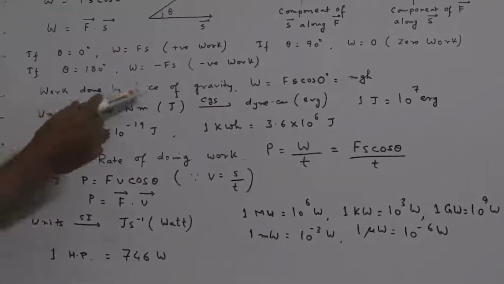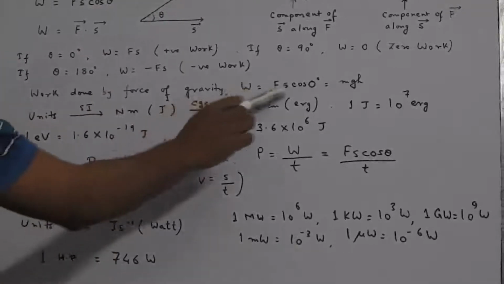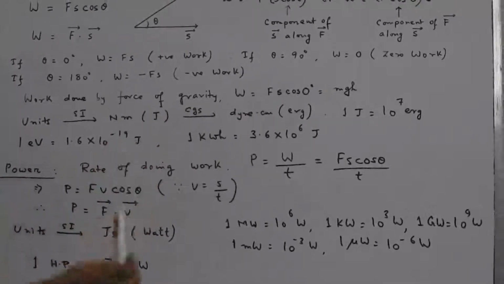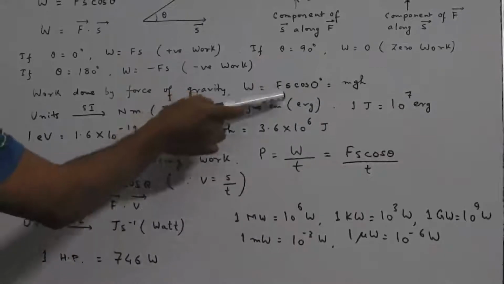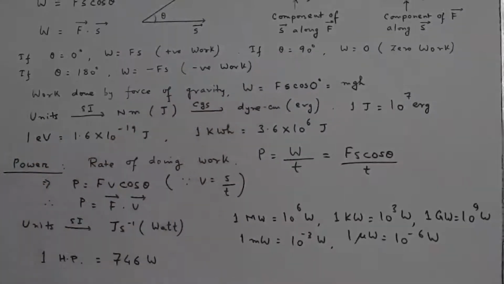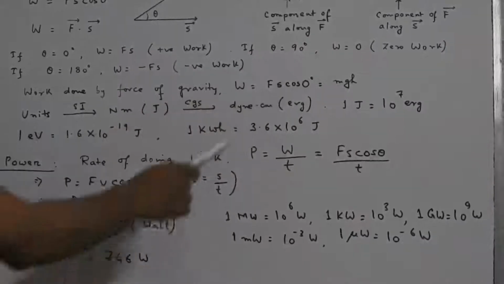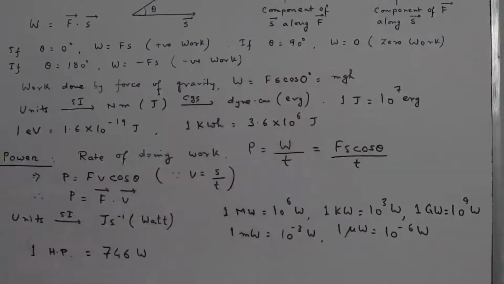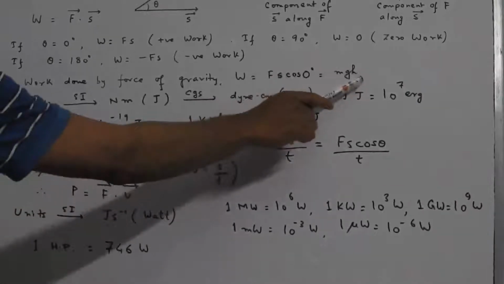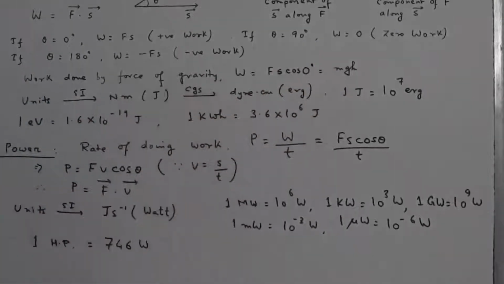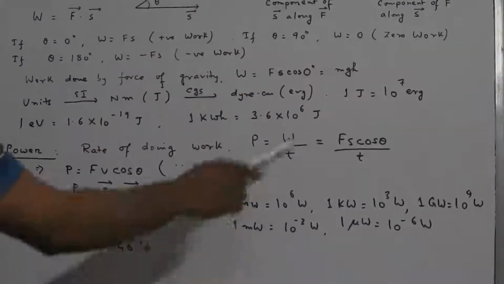Now, work done by force of gravity can also be expressed as W equal to Fs cos 0. Why? Because the force of gravity, that is mg, is along the direction of the displacement, provided the object has been released from some height above the earth's surface. Say that height is h, then we could express F as mg and the displacement S as h. So work done by the force of gravity when an object is released from a specific height h above the earth's surface will be mgh.